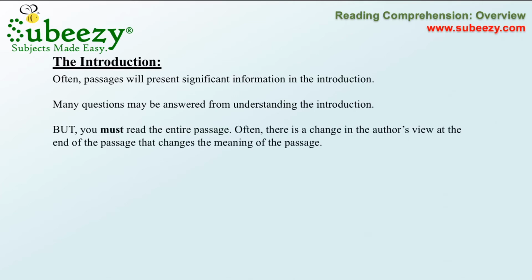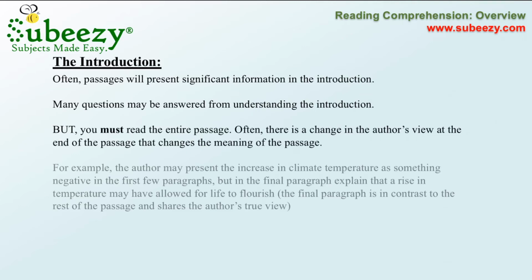Often there is a change in the author's view at the end of the passage that changes the meaning of the passage. For example, the author may present the increase in climate temperature as something negative in the first few paragraphs. But in the final paragraph, he or she explains that a rise in temperature may have allowed for life to flourish. In this example, the final paragraph is in contrast to the rest of the passage and shares the author's true view.